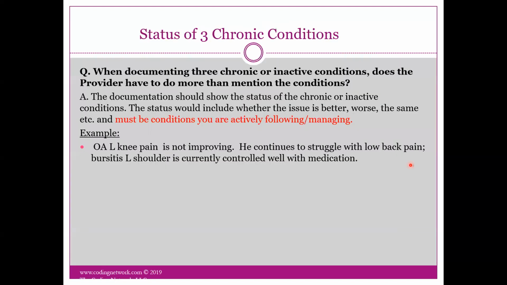But what would the documentation look like? This would be in your history section, and this would be probably information coming from the patient. This is not your assessment and plan, but this is the history portion, and the patient may be saying their status of their problems. Just document it. The OA of the left knee is not improving. I'm still struggling with low back pain, but my left shoulder is a little bit better with meds.